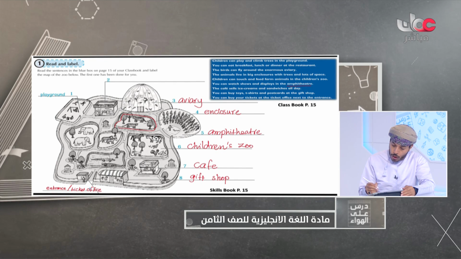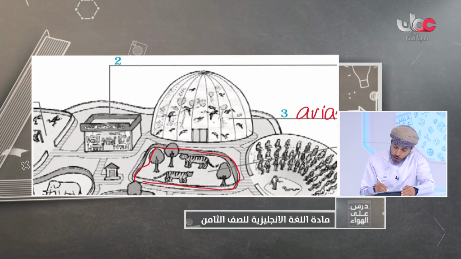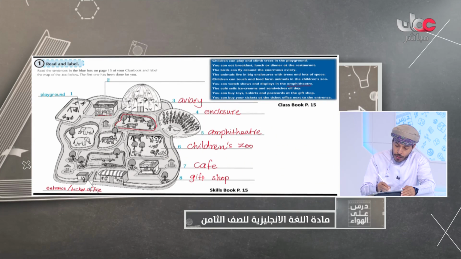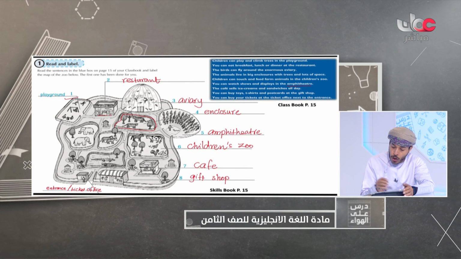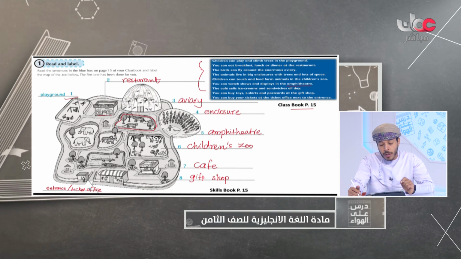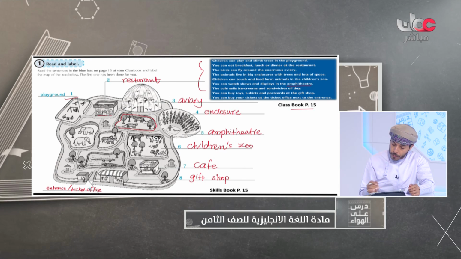And for number 2, we can see what? We have some chairs, maybe food, and here is the restaurant. So what is the difference between number 2 and 7? Maybe there is a cafe, maybe it sells only drinks, juices, coffee. And for number 2, restaurants, maybe it serves big meals like lunch, something different from a cafe. Something to eat. And the first one is the playground. You can check your answers by using the blue box in your class book, page 15. Good, guys? Very good.